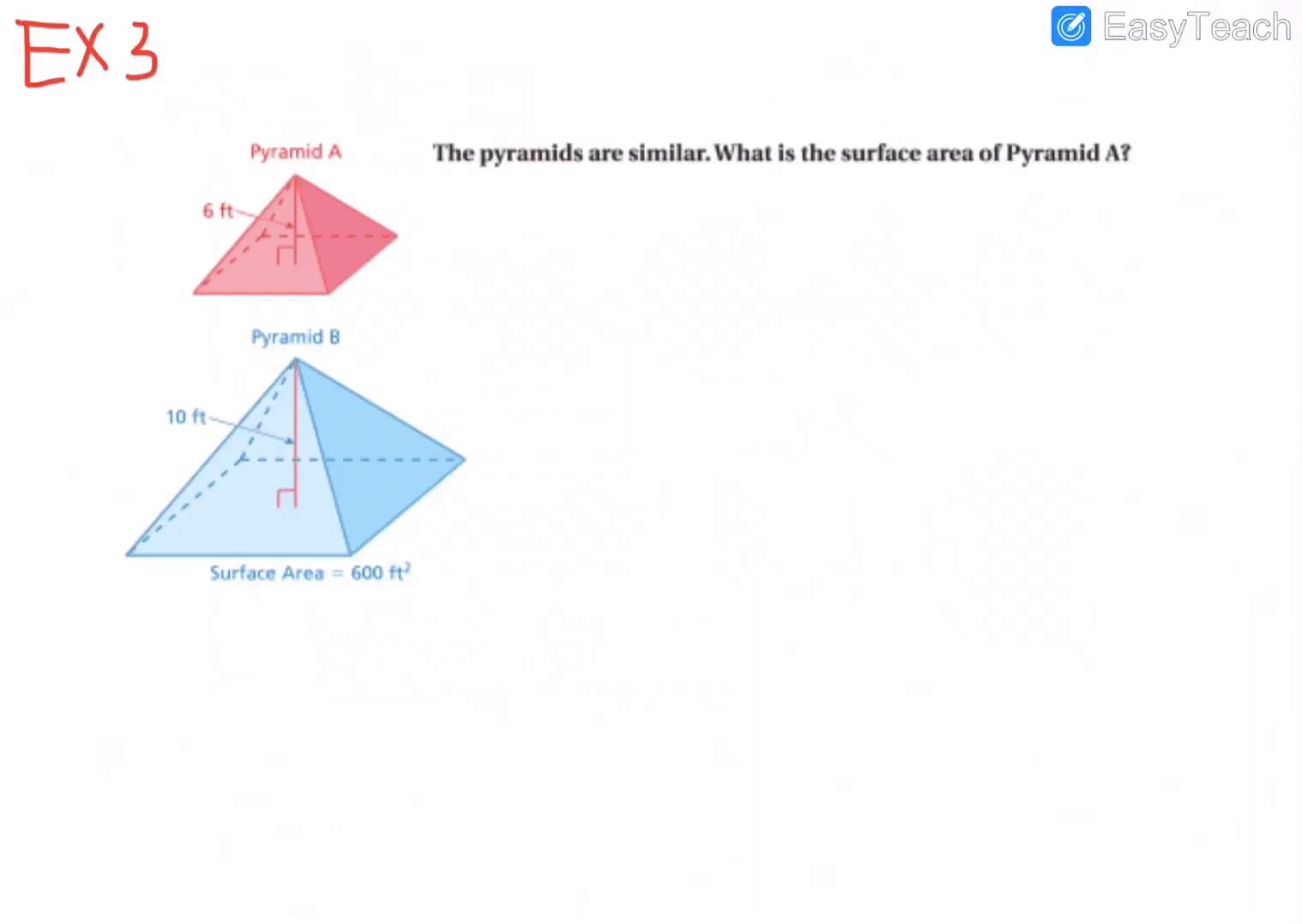Let's see what that looks like. So we have pyramid A that has a side length of 6 feet, a height of 6 feet, and pyramid B, which has a height of 10 feet.